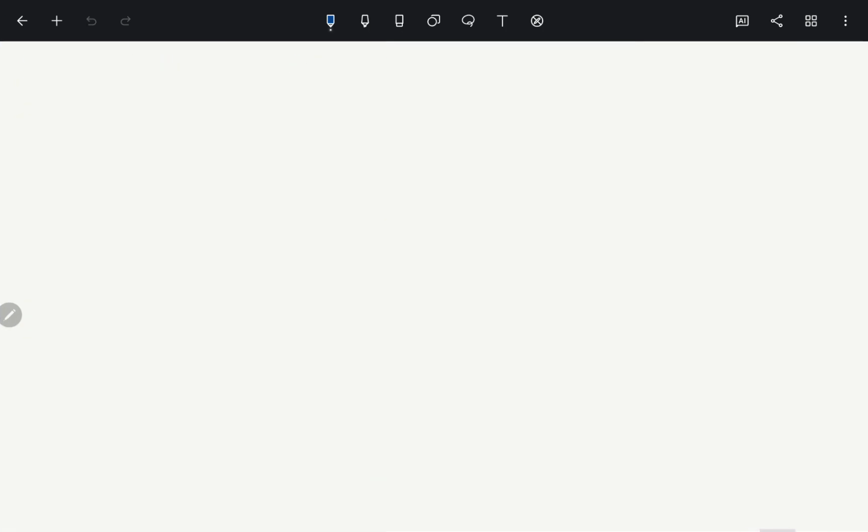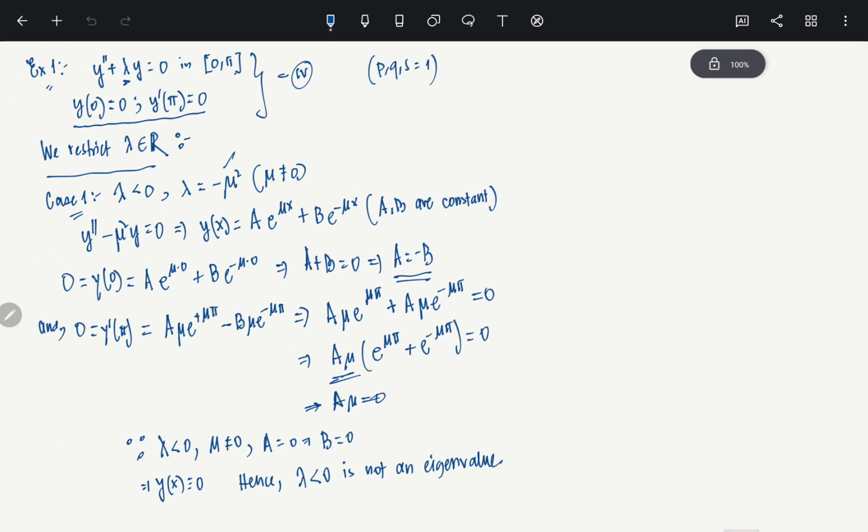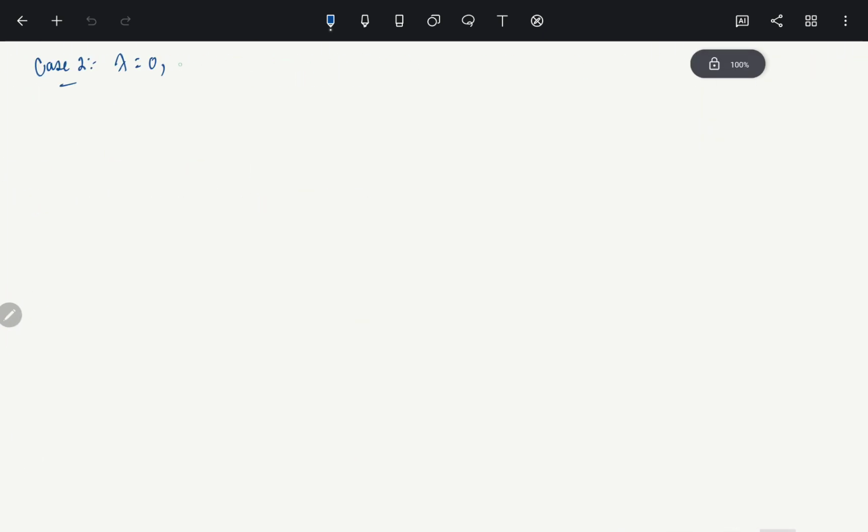Let's just understand what happens now. Case 2: lambda equals 0. If lambda equals 0, you see the equation becomes y double prime equals 0. The general solution will look like this: y(x) equals ax plus b. You can check this. I am not doing this thing.